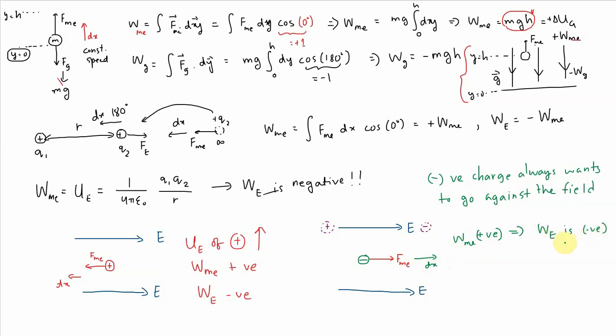So when the work done by the field is negative, basically you're going against the wishes of the field. That increases the potential energy. So the electrostatic potential energy of the negative charge goes up. Okay, so think about this a little bit and then play around with the electric fields. Maybe reverse the direction of the electric field.